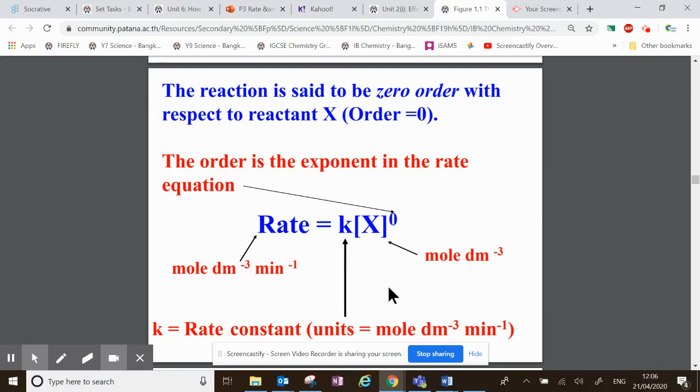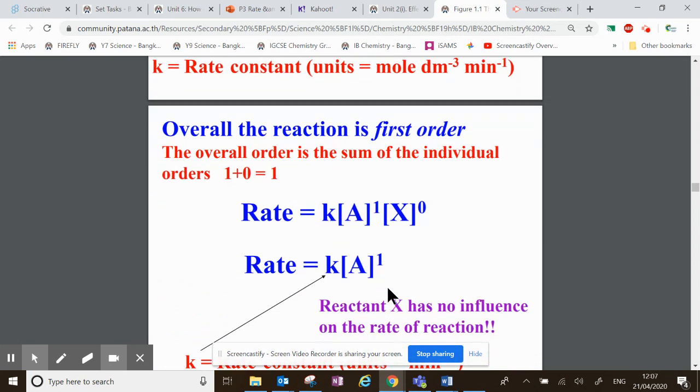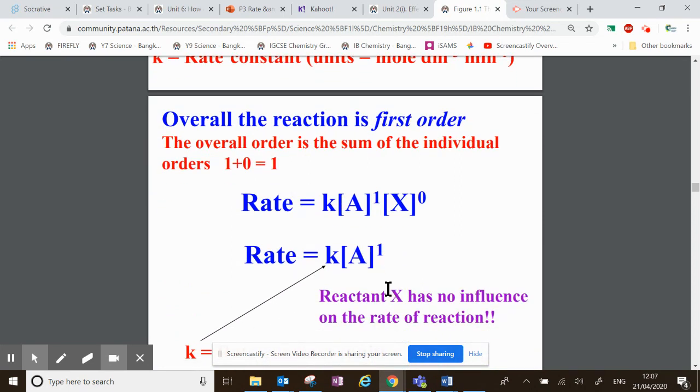Okay. Now we've actually got two pieces of the jigsaw puzzle. We've looked at A and we've looked at X, the two reactants separately. We can now put the two together. And this is what we call the overall rate equation for the reaction. Now you could write it in this form. Rate is equal to rate constant times concentration of A to the 1 times concentration of X to the 0. Or, again, bearing in mind that x to the power of 0 simplifies just to the value of 1, you could just write it as this.